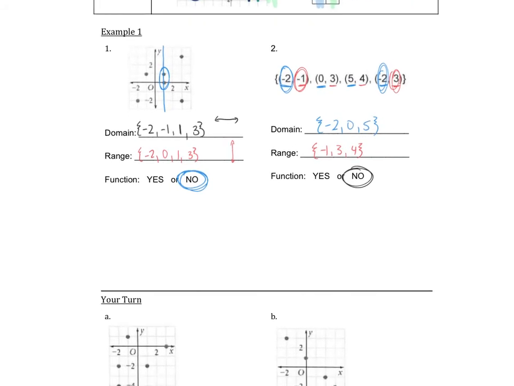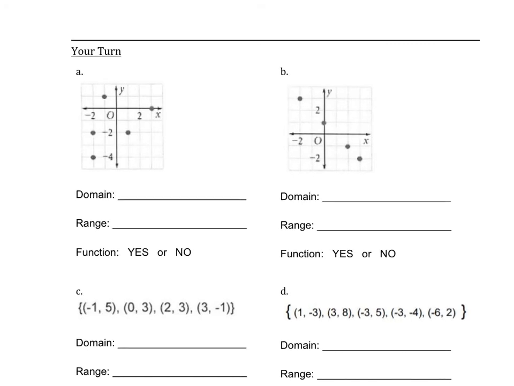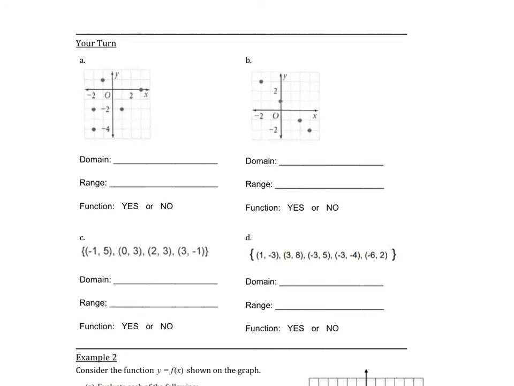All right, so go ahead and try the your turns. There's going to be 4 your turns down here to try out. Very similar to the example we did, so use the example to help you out. Go ahead and pause the video right now. Make sure you pause it, and then we will go through them. Pause the video.